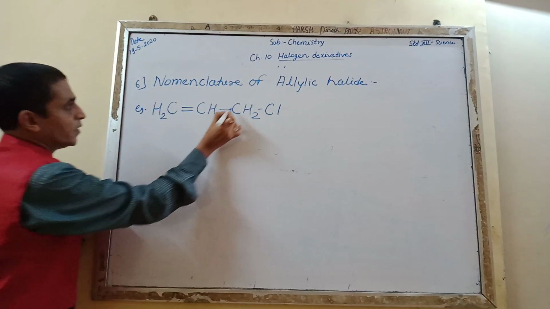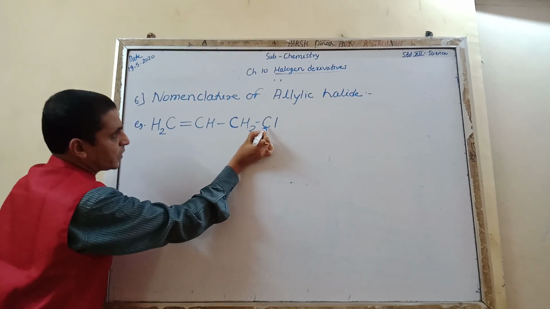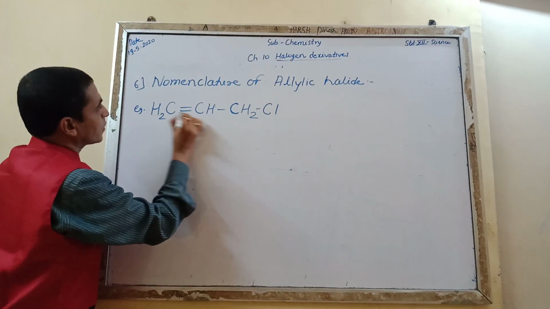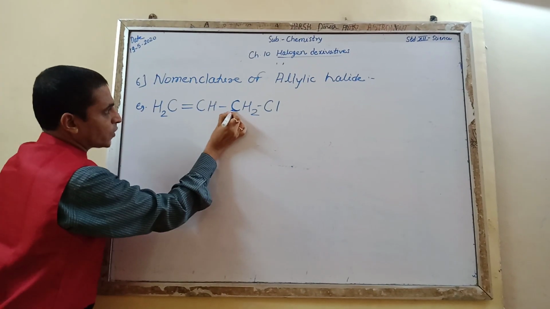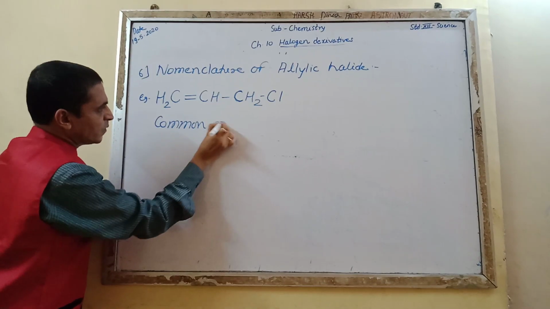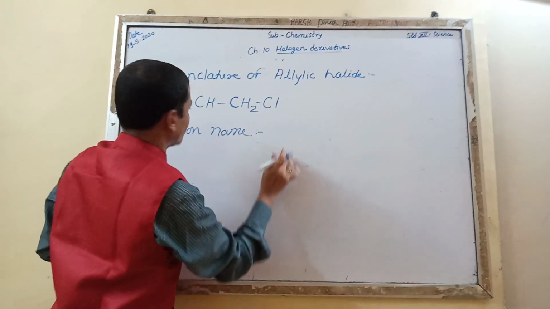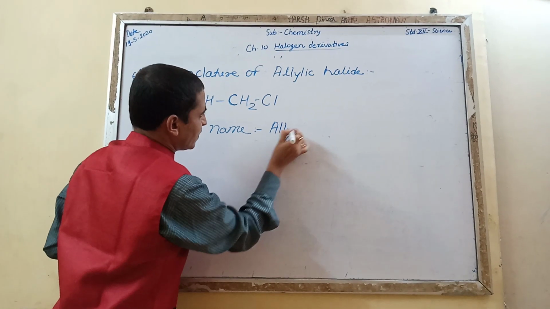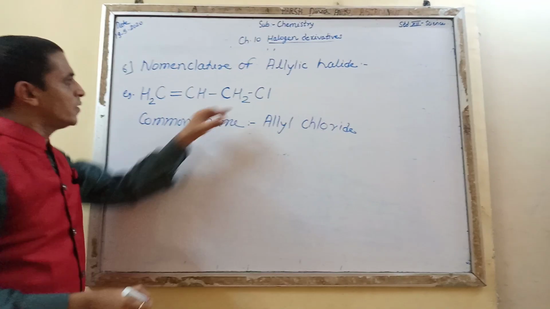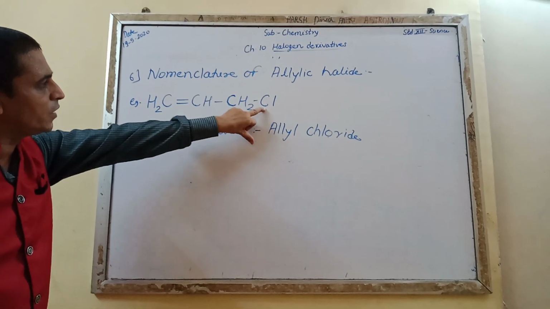See, this carbon atom is an sp3 hybridized carbon atom, and here in allylic halide, the halogen atom is attached to an sp3 hybridized carbon atom next to a carbon-carbon double bond. So it is what? Allylic carbon atom, and its common name can be written as allyl chloride. If Br is there, then you get allyl bromide. If I is there, then you get allyl iodide.